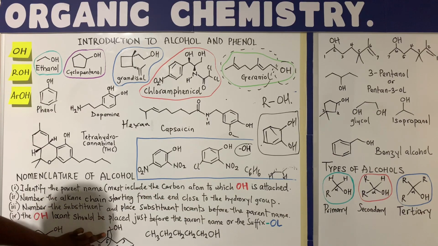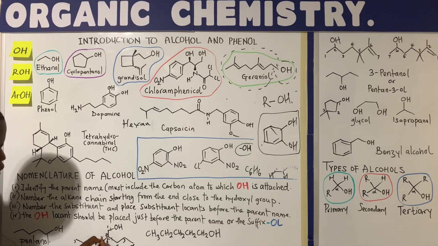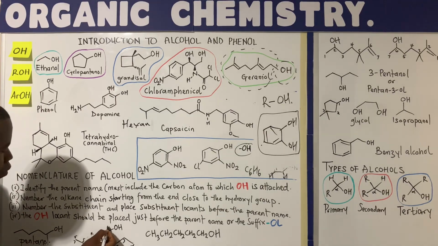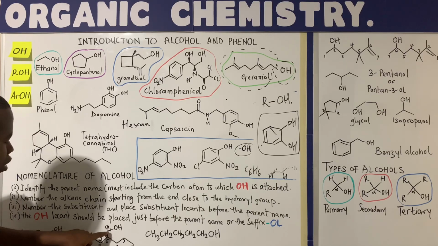And so, to start from here will make us have something like this: 1, 2, 3, 4, 5, 6. So that means we're going to start from here, and that puts the locant of the OH group as 1. That is, the location of the OH group is the number 1 carbon.